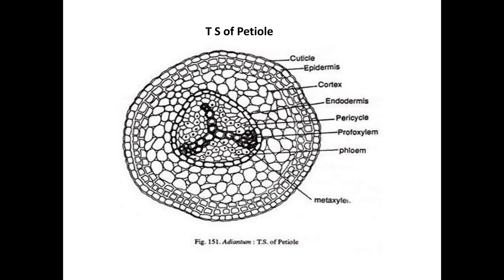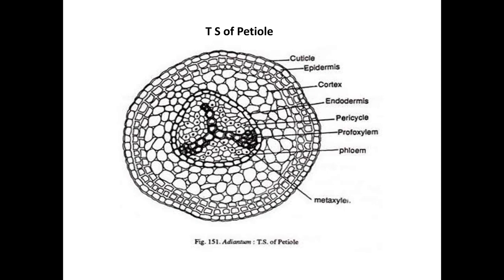Petiole is the stalk of the leaf. When you take the transverse section of the petiole, what does it consist of? As usual, it consists of epidermis, which is a single layer covered by a thick cuticle. You can find, as labeled here, the cuticle present over the epidermis.